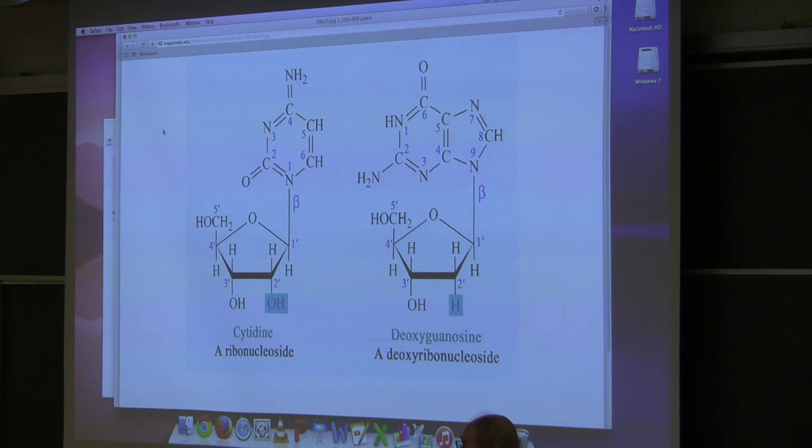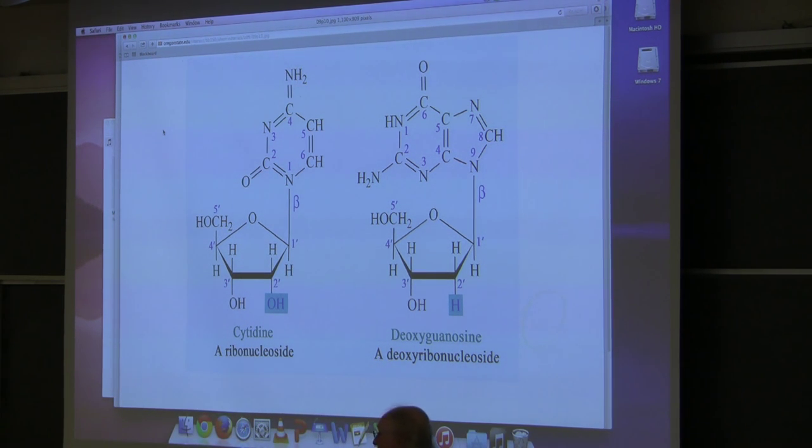There are two kinds of sugar that are found in nucleotides. If the sugar present in the nucleotide is ribose, then that is a ribonucleotide, and a ribonucleotide is a building block for RNA. On the other hand, if the sugar found in the nucleotide is deoxyribose, then that is a deoxyribonucleotide, and that's a building block for DNA.